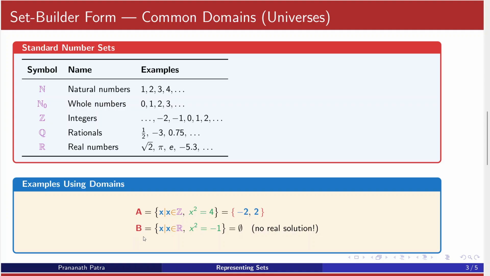Now let's look at set B. Set B is the set of all x such that x belongs to the real numbers and x squared equals -1. Let's think about this carefully. Is there any real number that gives a negative result when you square it? No, there isn't. Because there is no real solution to that equation, set B has no elements. It is an empty set, which we represent with the null symbol, a circle with a diagonal slash through it.